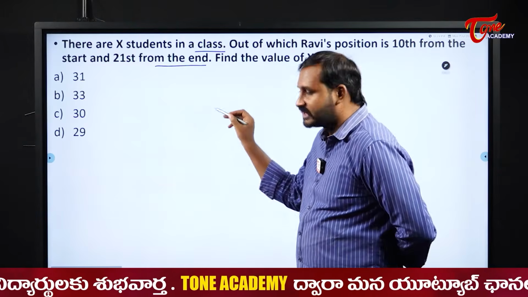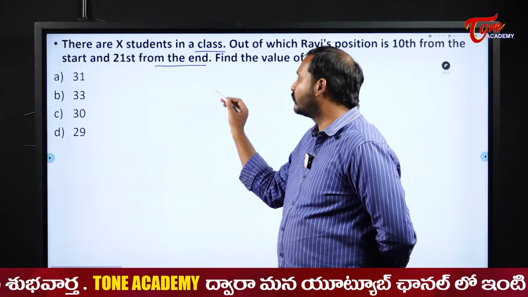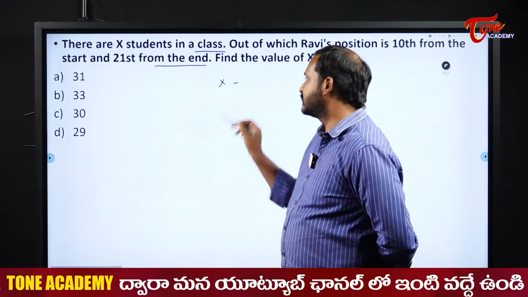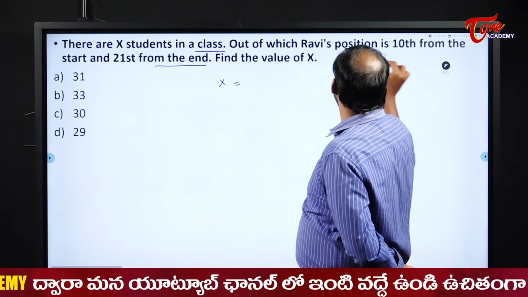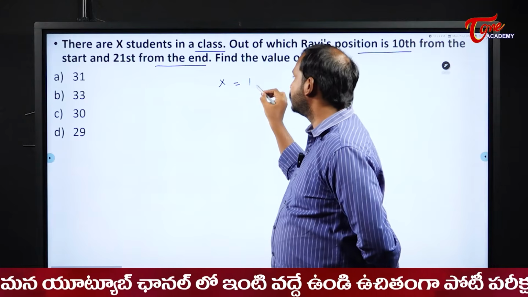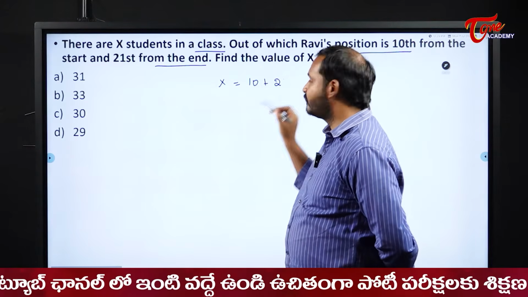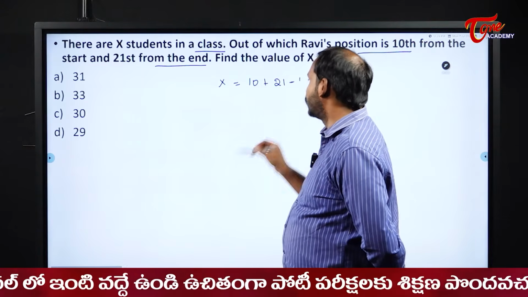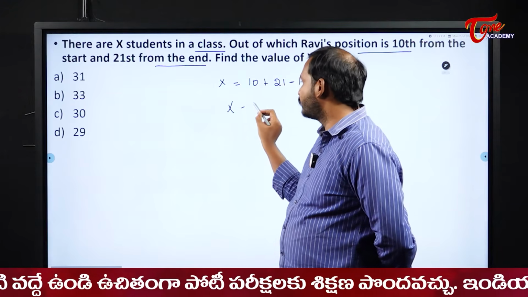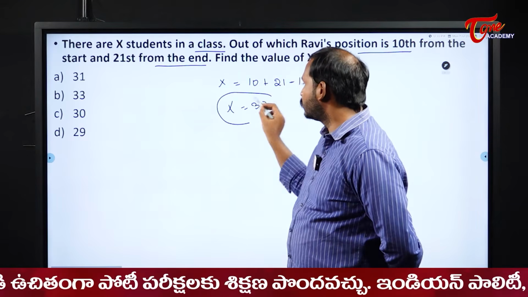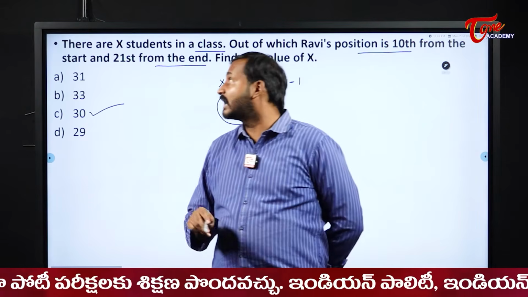Now see here, students, just now I told you how instead of total you use the word X. X is equal to Ravi's position, 10th from the start, right? So 10th and 21st from the end, plus 21 minus 1. So what will the X value become for me here? 30.